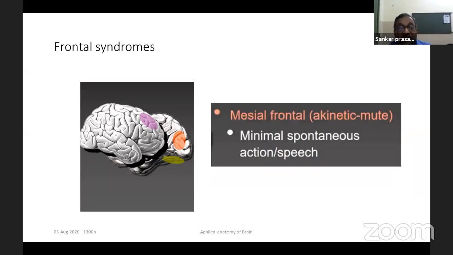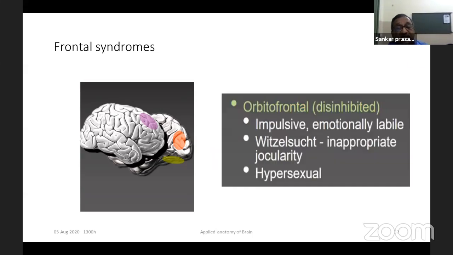And what is the mesial frontal lobe? This is what keeps you active today. Your learning, your energy, everything is mediated in the mesial frontal lobe. And if there is damage in that, you will become akinetic and mute. So this is the mesial frontal lobe function, which one should broadly understand.